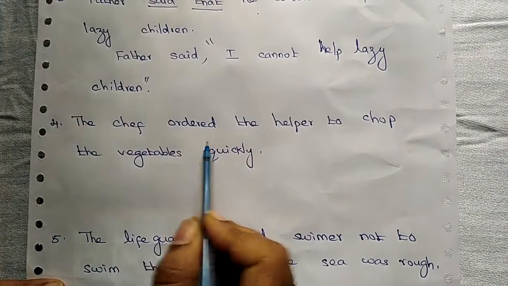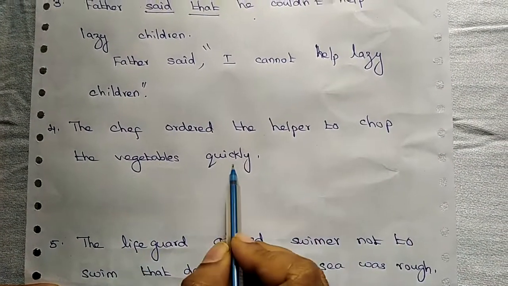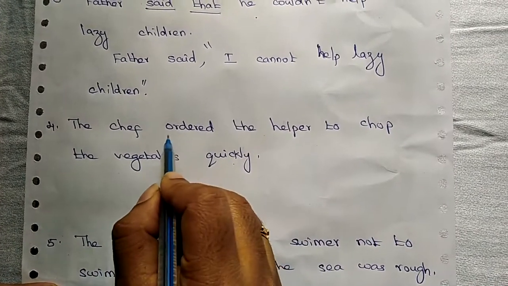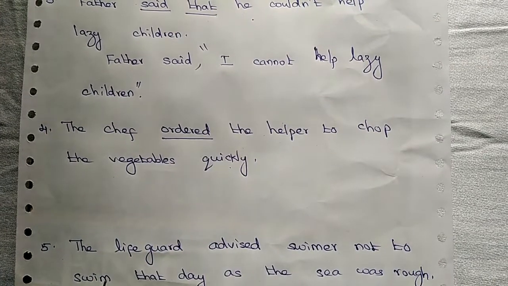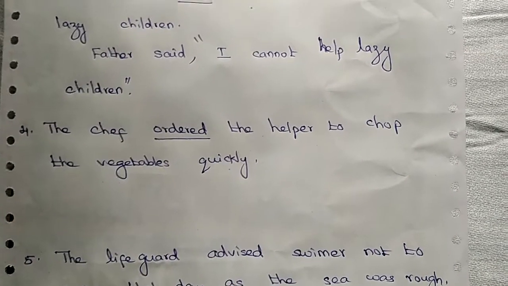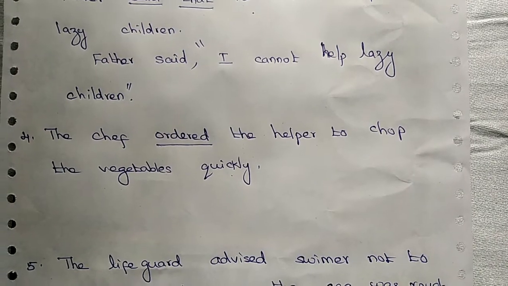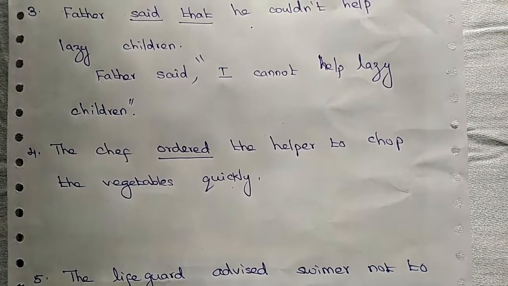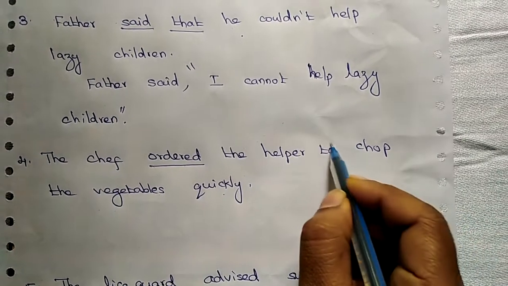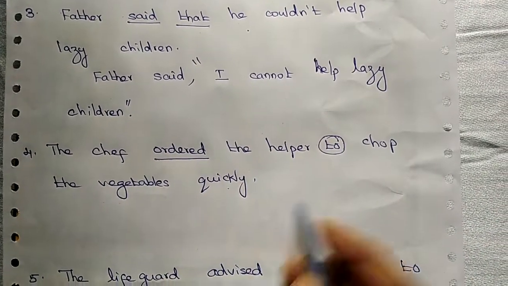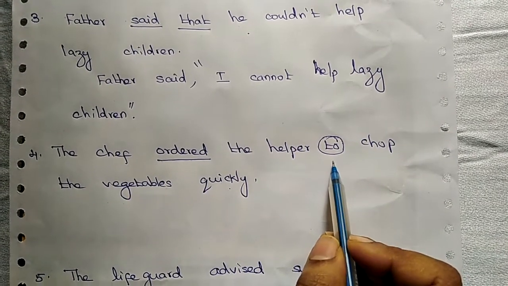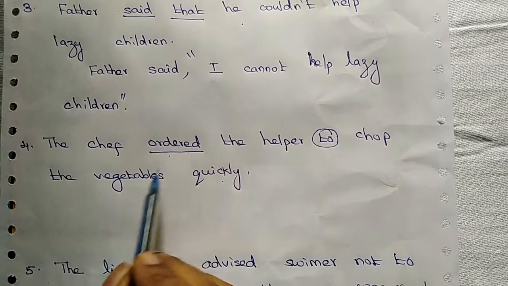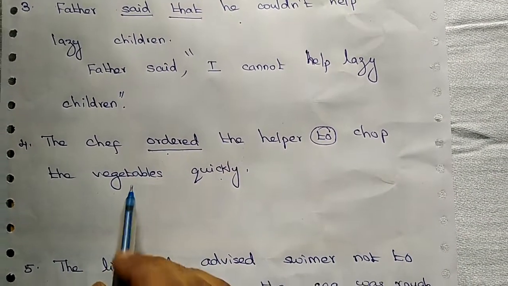The chef ordered the helper to chop the vegetables quickly. What is the reporting verb here? Identify it. Ordered. So, where the reporting verb ordered, you will find it in the imperative sentence. Can you identify the connecting word for an imperative sentence? Yes, it's to. So, for a positive sentence, we will be writing to. For a negative sentence, we use the connecting word not to.